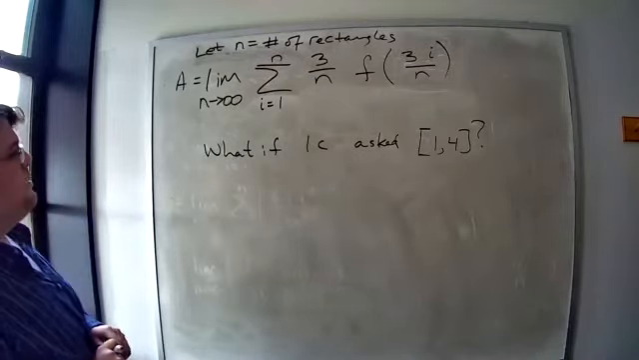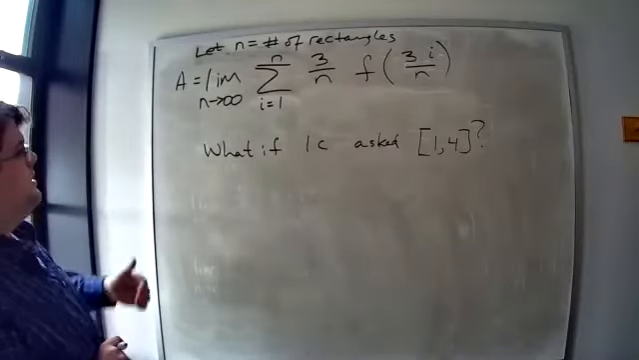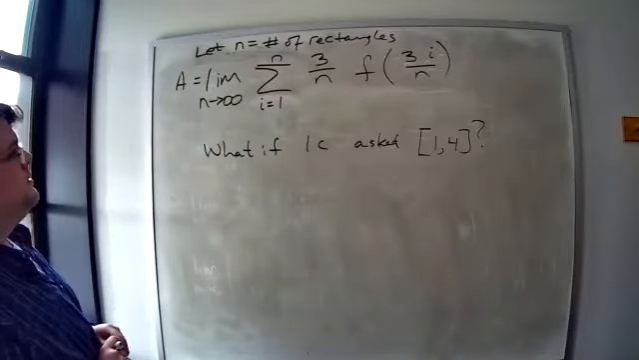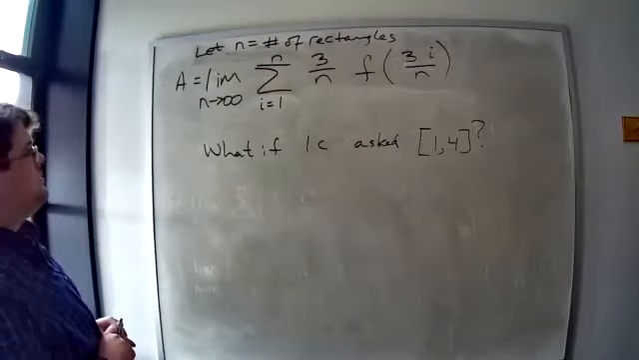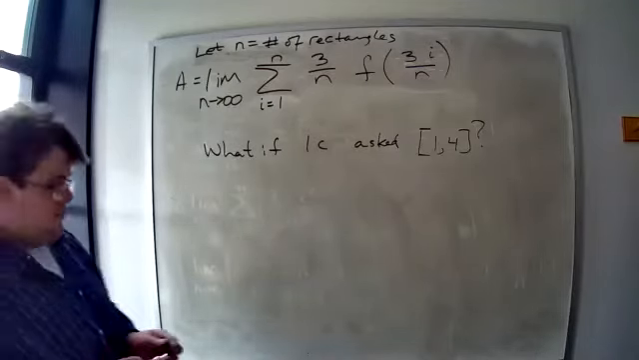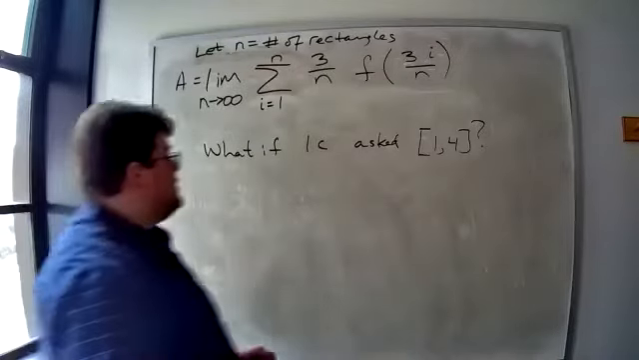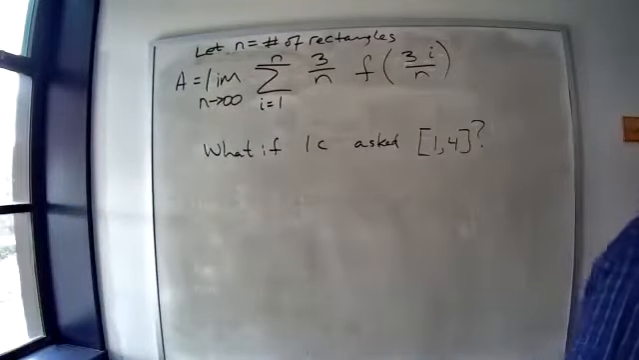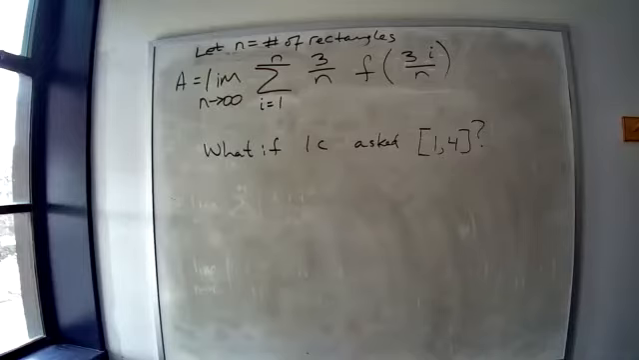So if 1C asks 1 to 4, what up there is different? There is something that's different. There is at least one thing that is different. So see what you can do with that. It may be useful to draw out the interval 1 to 4 and see what happens when you divide that up.